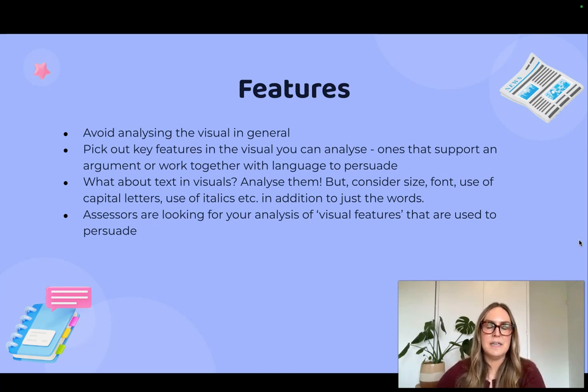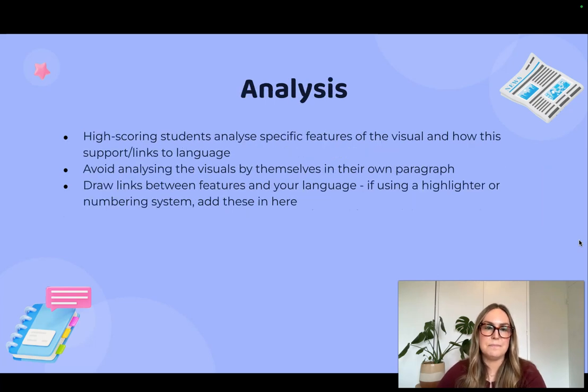Now, what the assessors are looking for when they are marking your piece is your analysis of written language and visual language features that are used to persuade. So you need to be showing an understanding of those features. When you are actually analysing the visuals, you need to be looking at the specific visual features and how it supports language. And for that reason, I would steer clear of analysing a visual in its own paragraph. Always try to combine it with language in a paragraph holistically.